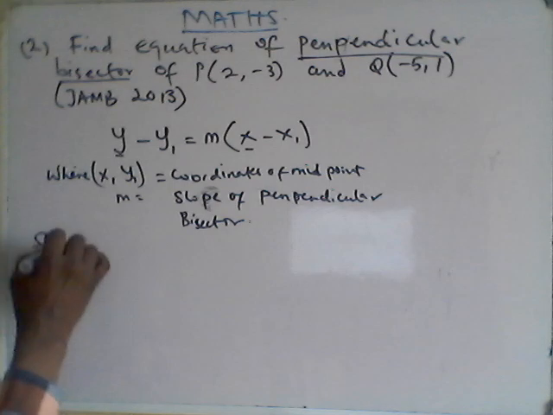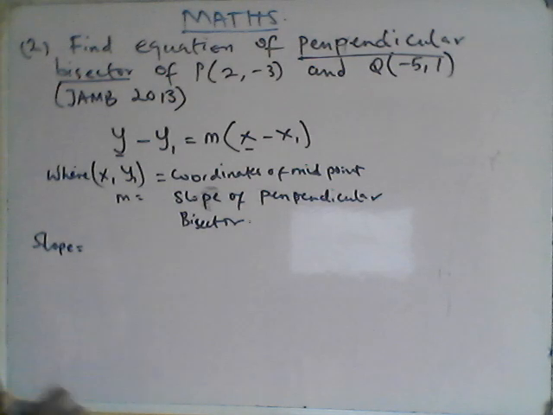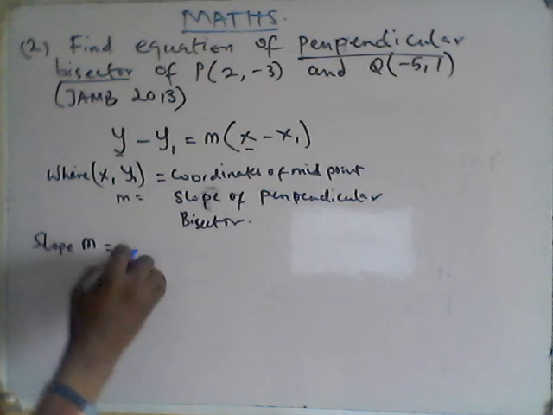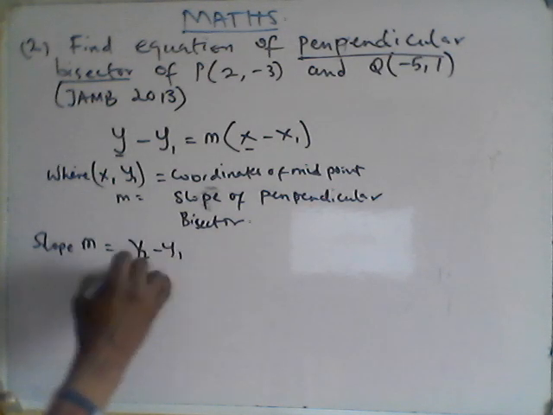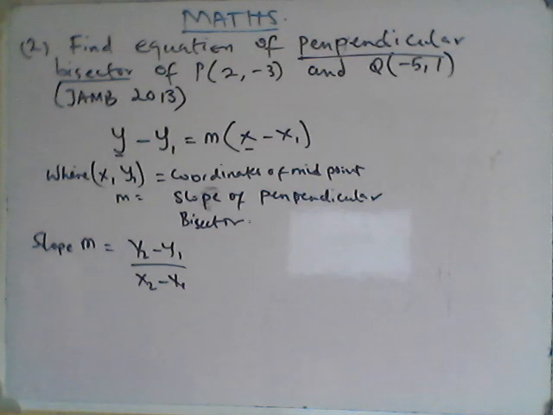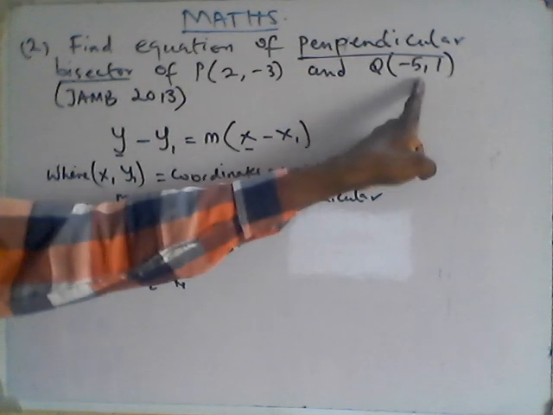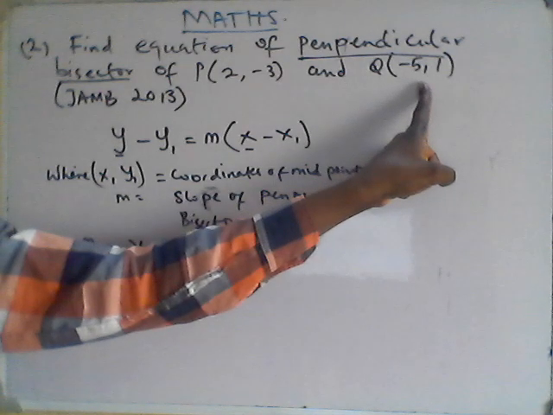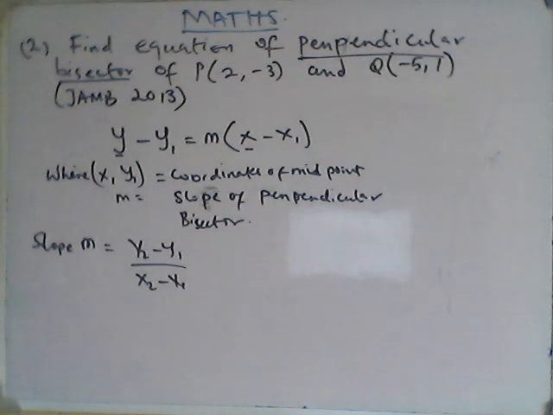Slope m is equals to y2 minus y1 over x2 minus x1. This one is basic, right? It's basic. So we can quickly get the slope. The slope here is, I take x, y2 is minus 5.